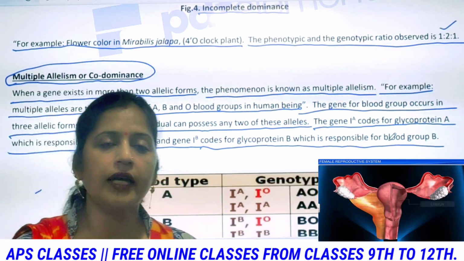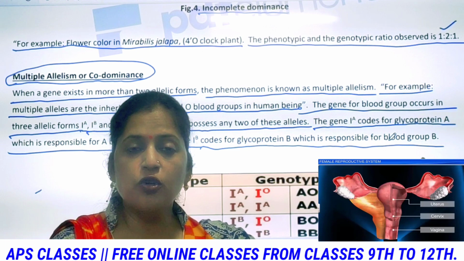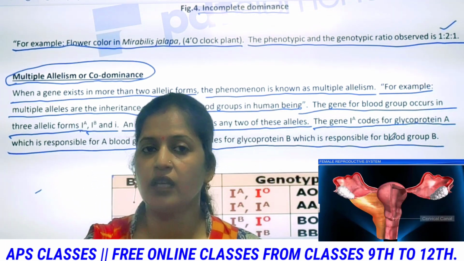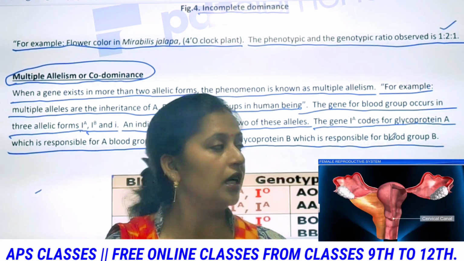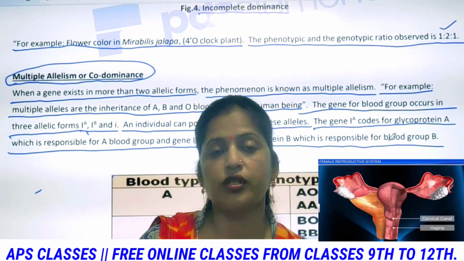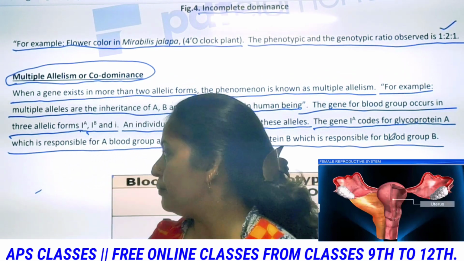That means the gene IA codes for glycoprotein A and it is responsible for the blood group A in the human beings, whereas the gene IB codes for the glycoprotein B, that is responsible for the blood group B in the human beings.